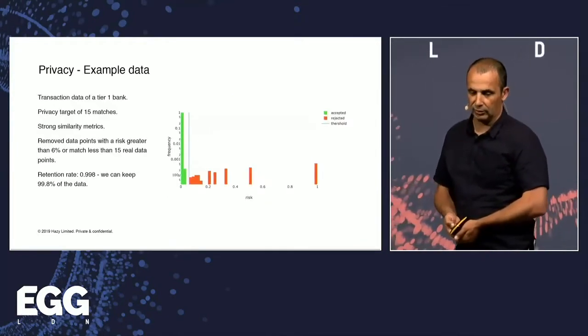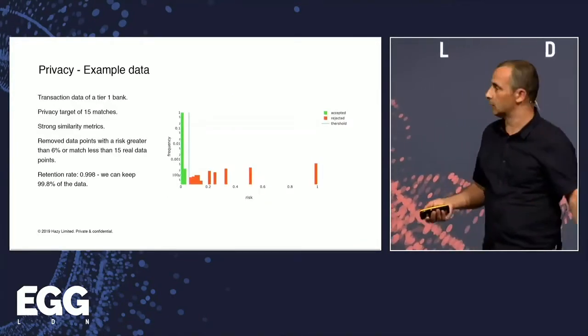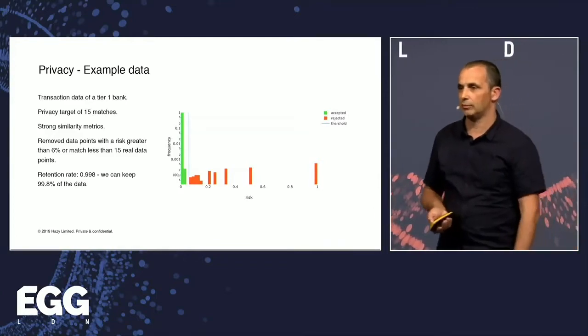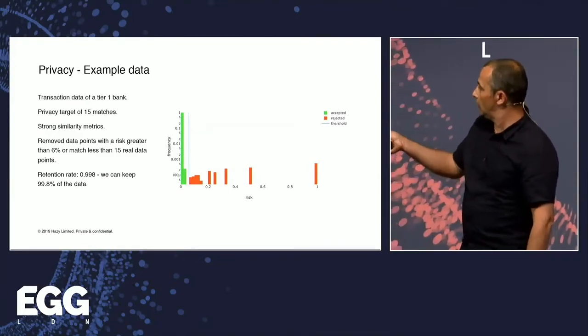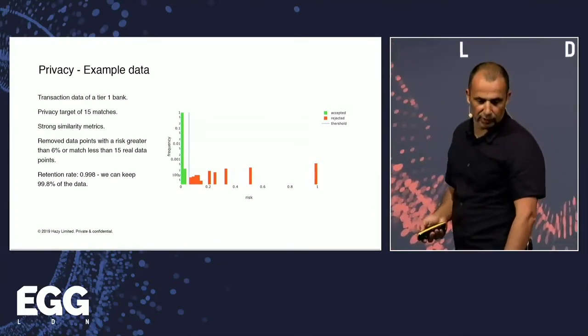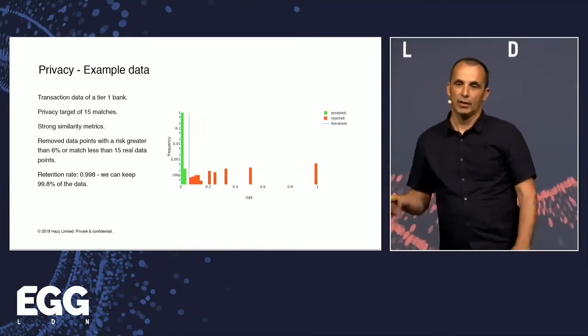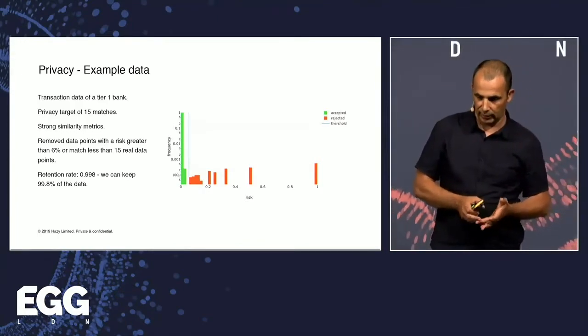In this case, it's for a Bayesian network model. We just exclude a tiny minority of the points. For other models, this is not the case. We have to exclude more points.